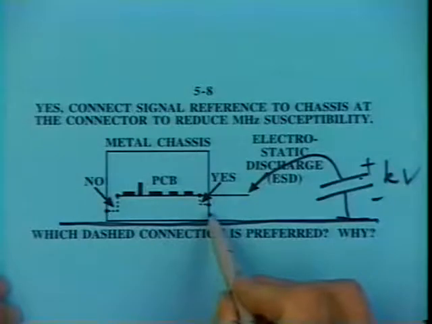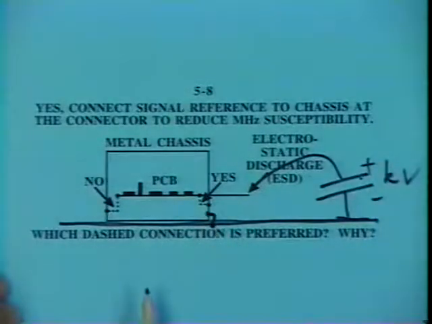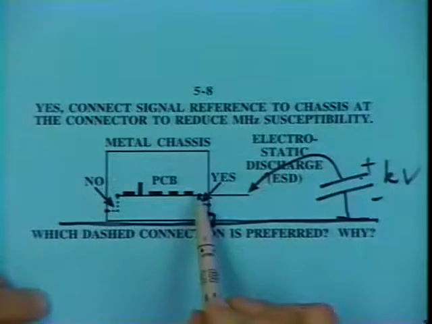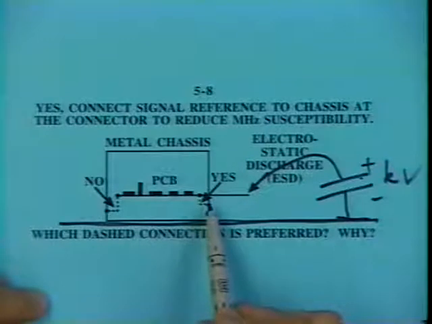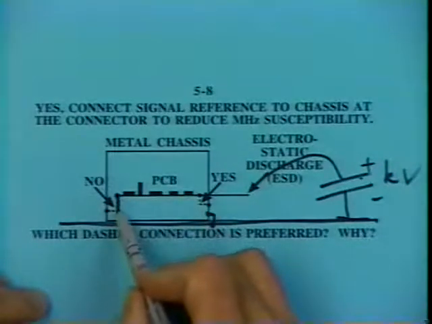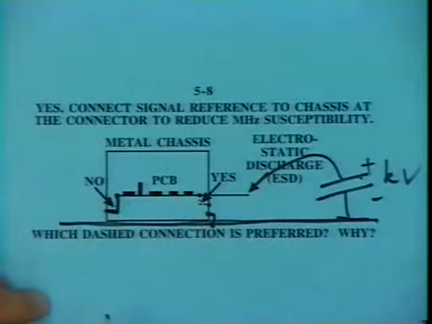Let's say that this metal housing is well connected to ground for safety reasons, if for no other reason. Now let's try to identify the path of this electrostatic discharge current. Let's assume that the dashed connection that I show here is not present. This is not present for the moment. But let's assume that unfortunately this dashed connection is put in place. Well, you can see what's going to happen.